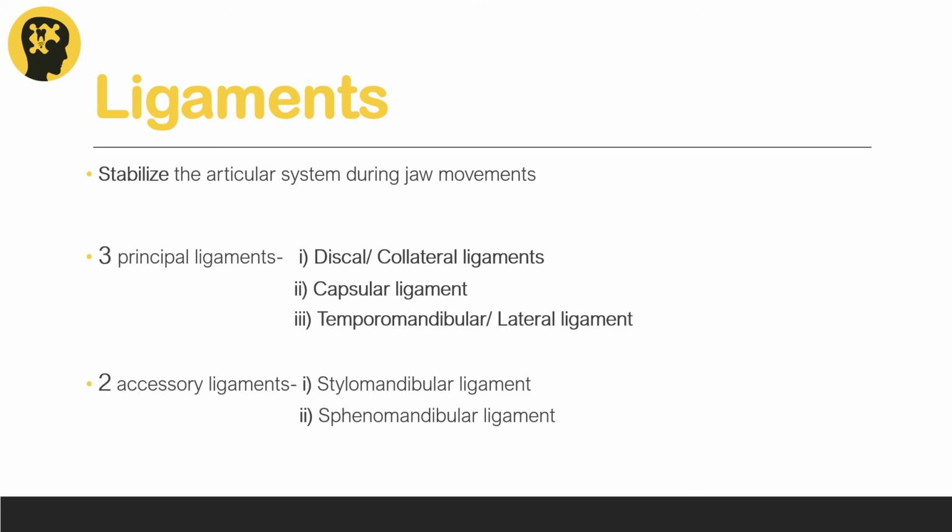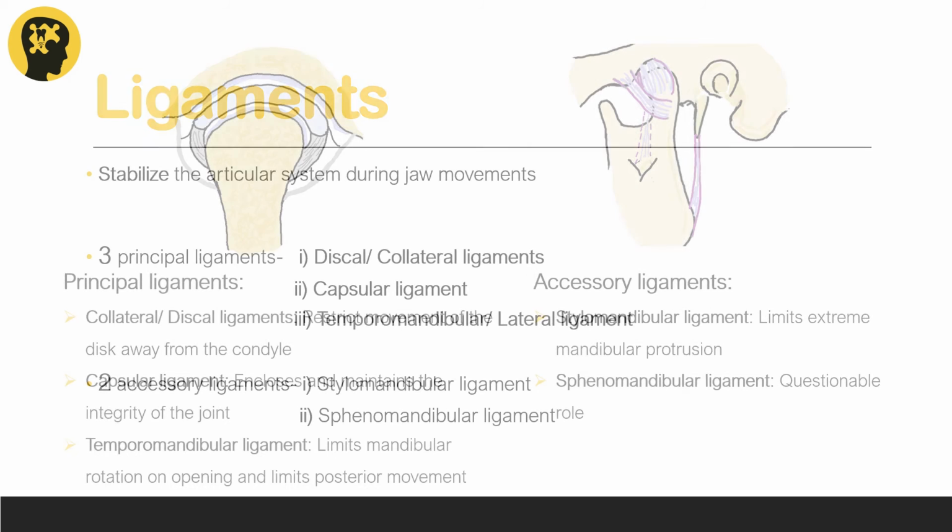Speaking of ligaments, we know that they don't have a lot of give, so they passively help prevent the joint from going beyond its range of motion and help stabilize the articular system during various movements. As for the TMJ, we have three principal ligaments and two accessory ligaments, which we'll discuss in the subsequent slide.